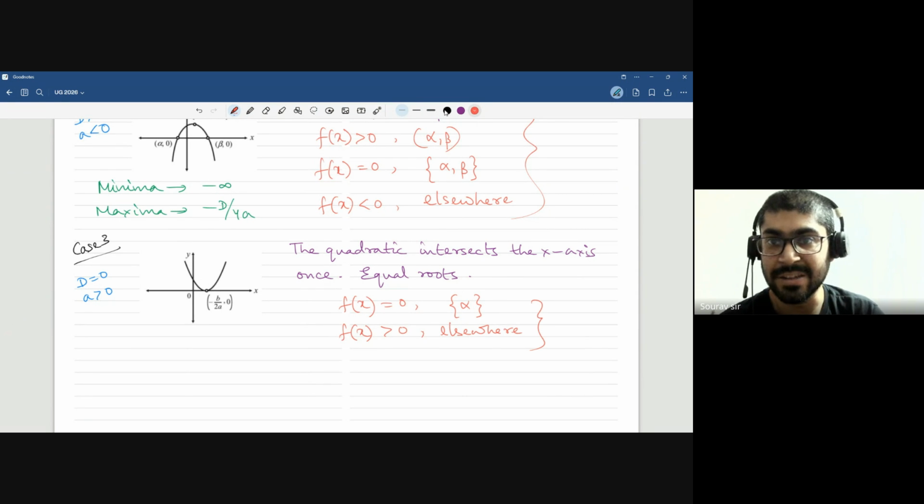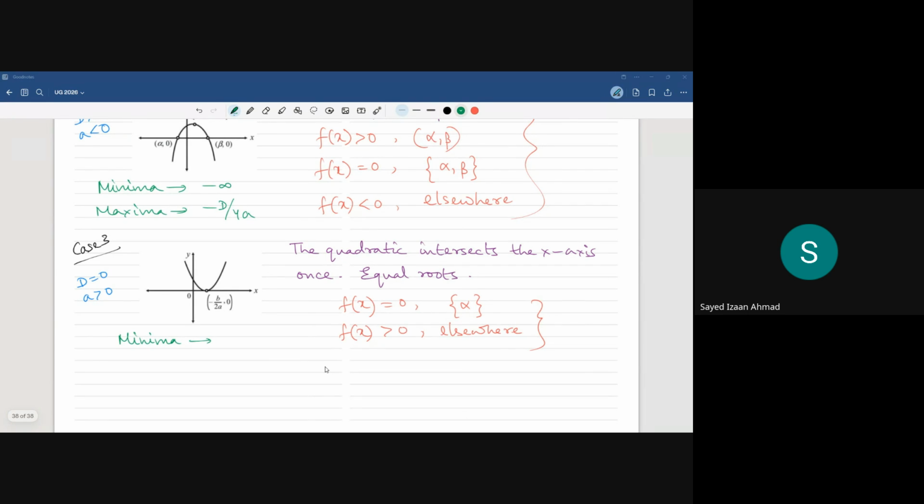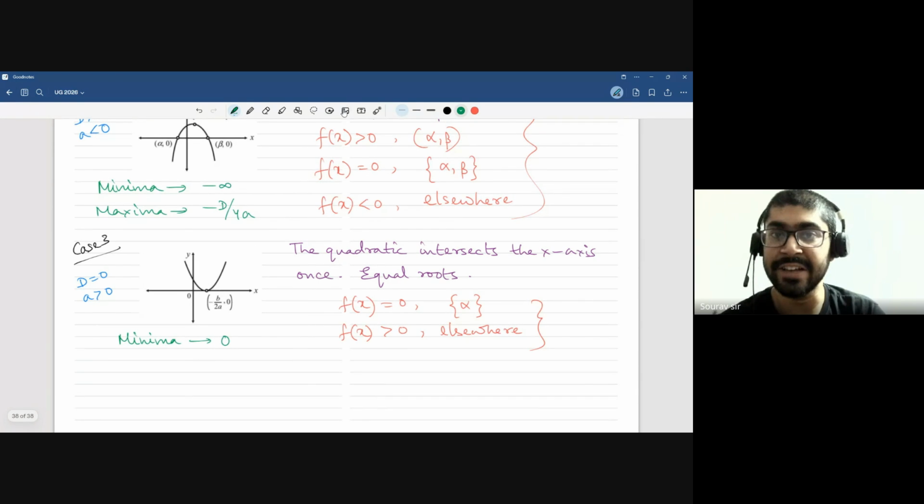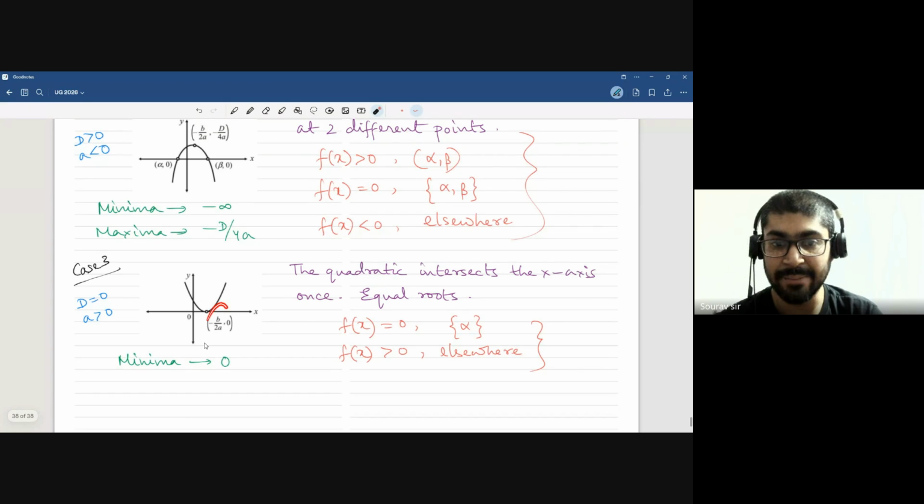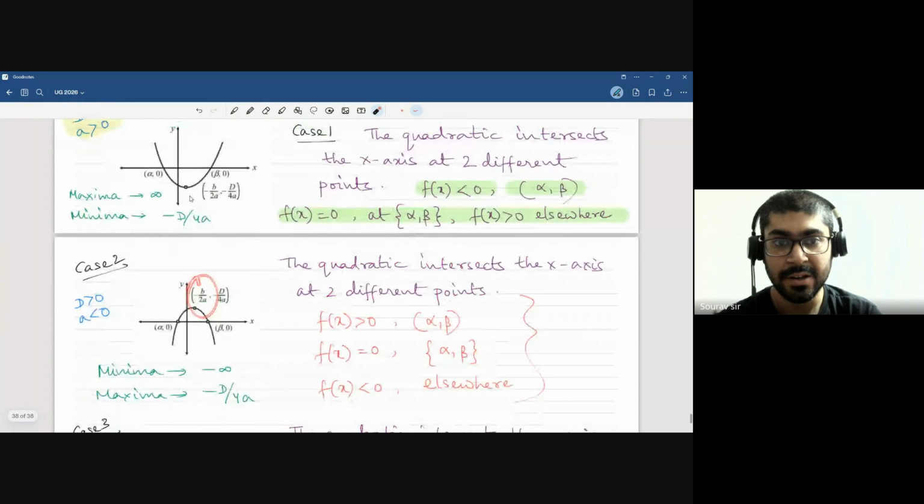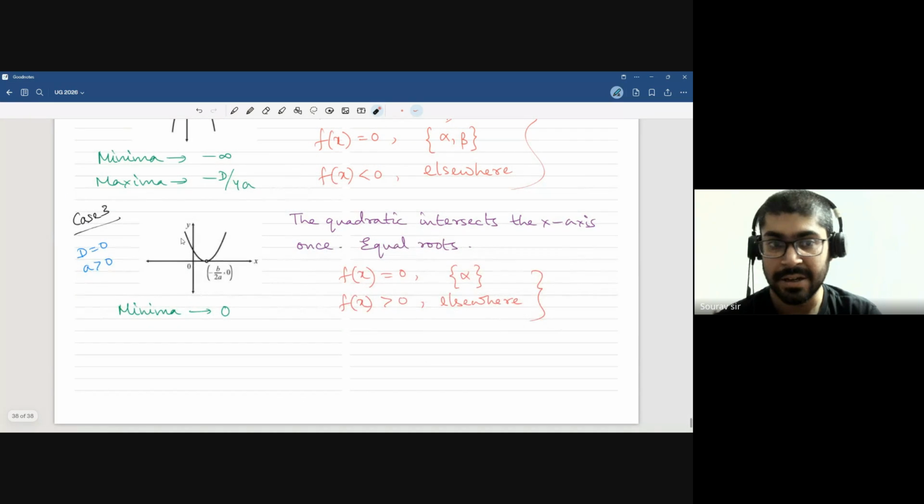Okay. What is the minima here? Yes. 0. Good. The location of the minima is always the same. It is at minus b by 2a. But the value is changing. You can understand case 4, right? It will be extremely similar.